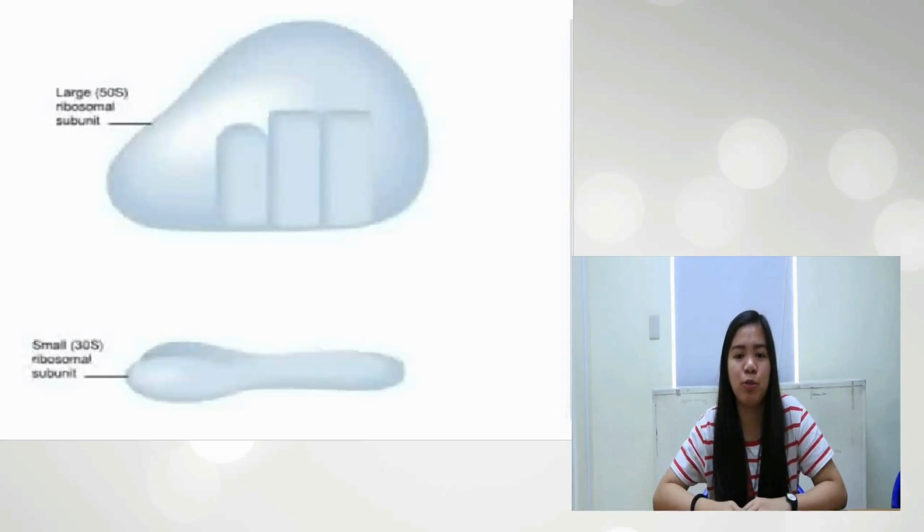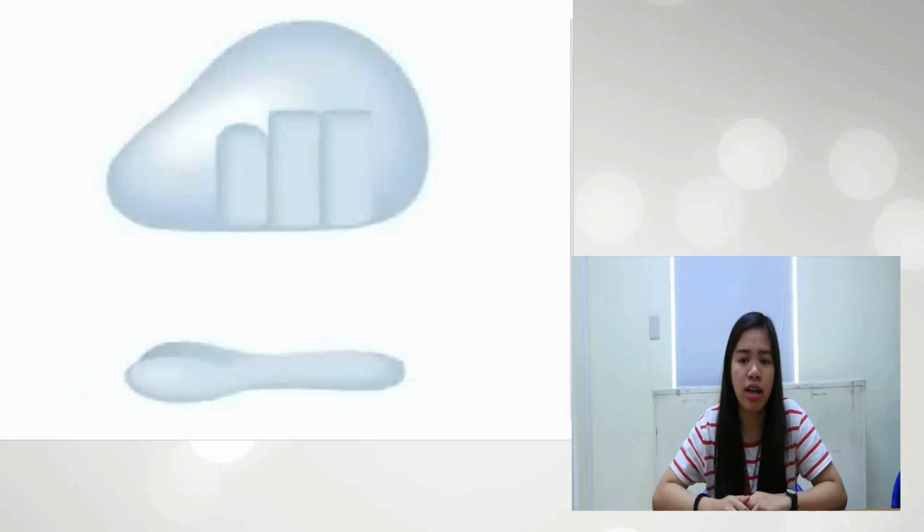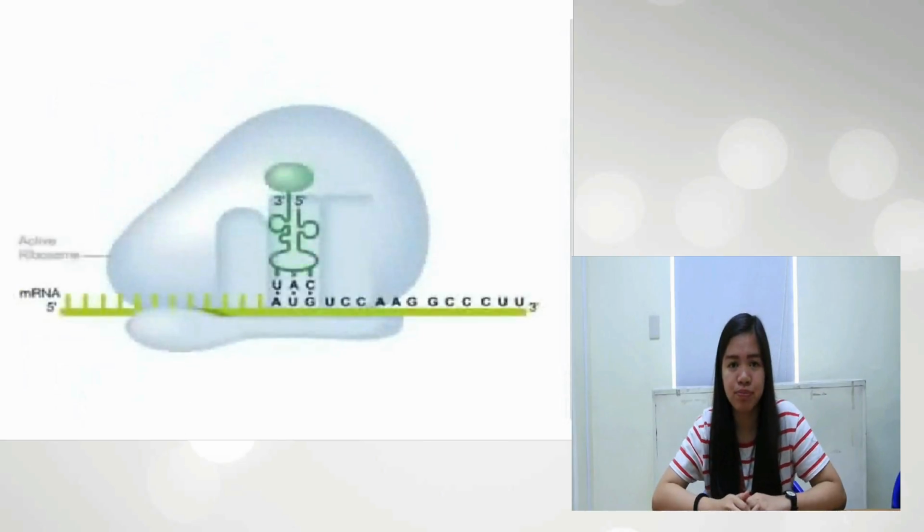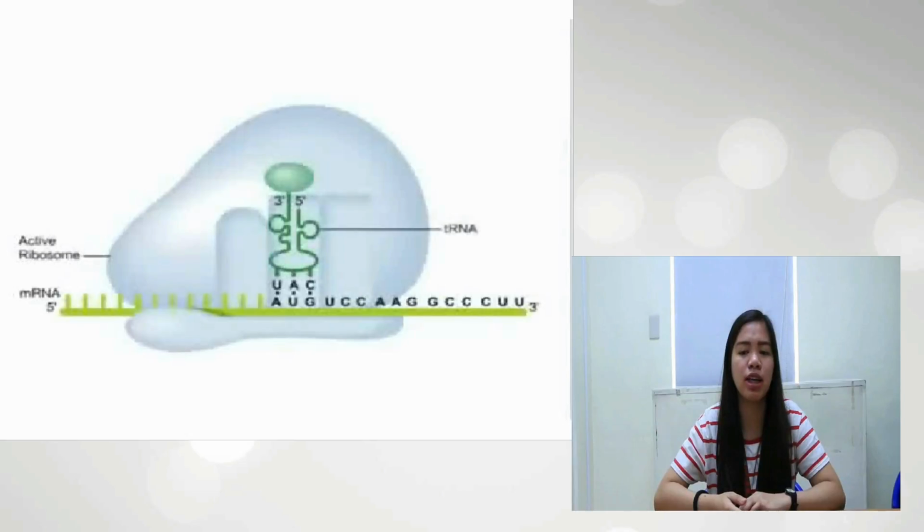Ribosomes consist of two parts, a large subunit and a small subunit. Ribosomes are made of ribosomal RNA and various proteins. The active ribosome contains 3 tRNA binding sites, namely the E (exit), P (peptide), and A (aminoacyl).